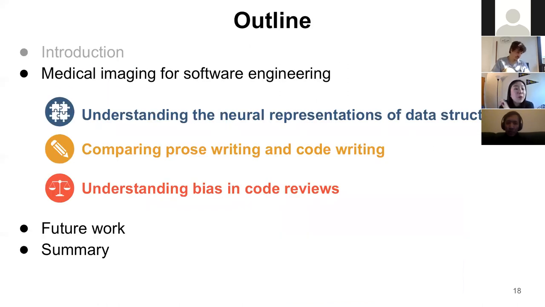Today, I will talk about how we overcome these challenges by introducing you to three studies I have done that successfully use medical imaging to investigate the cognitive processes in different software engineering activities, including fundamental tasks such as data structure manipulations, like how do you rotate a tree, as well as higher-level, more semantically rich and industry-related tasks, such as code writing and code review.